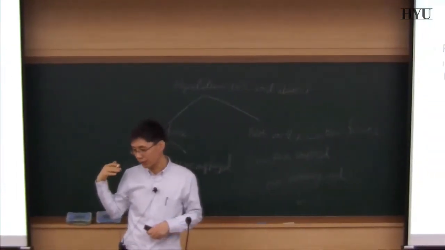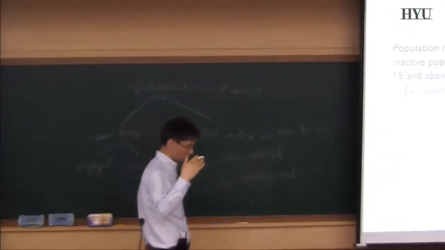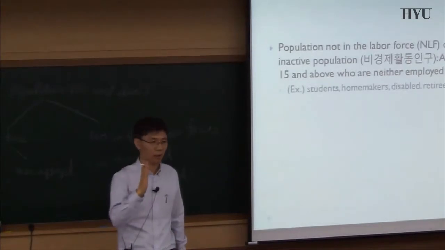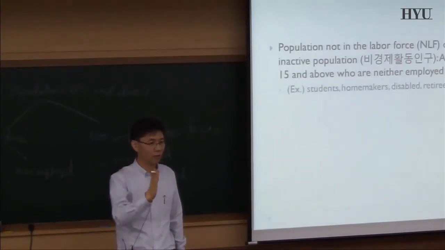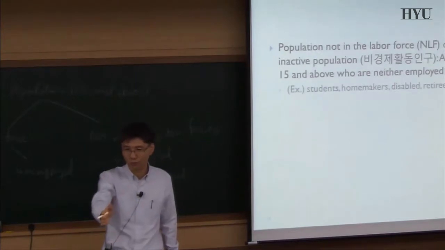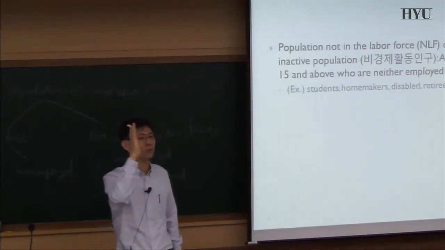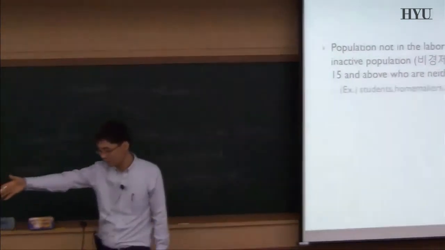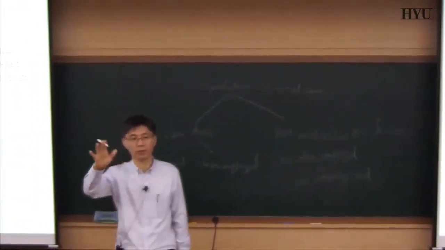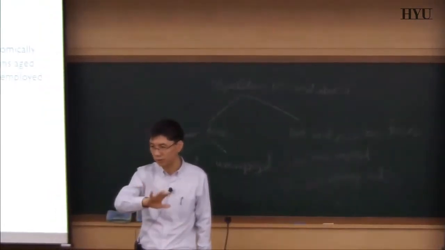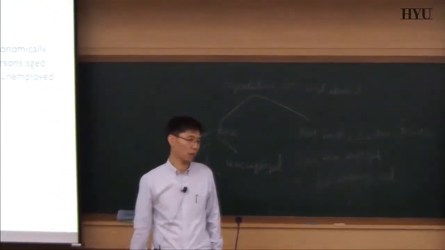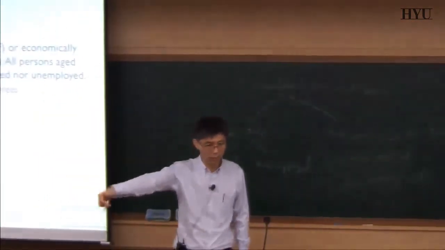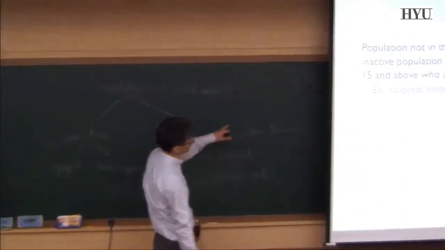Because how they count it is that when they categorize, when they make the statistics, the first thing they look at is whether you are employed or not. So they don't look first at whether you are students or not. The first thing is whether you are employed or not. Then we make divisions for the people who are not employed, whether this person is unemployed or not in the labor force. So full-time students who don't have any part-time job, then this person is not in the labor force.